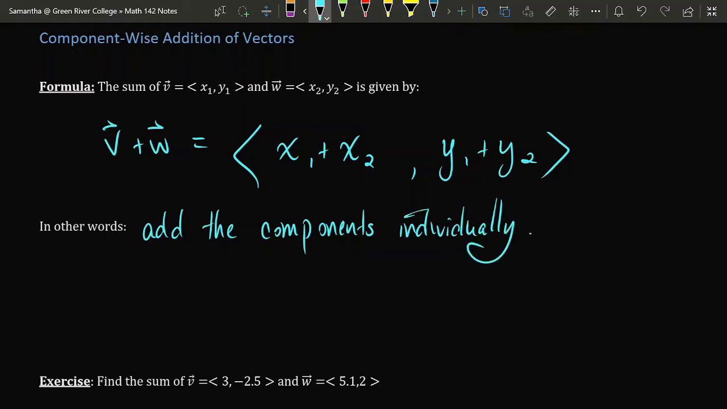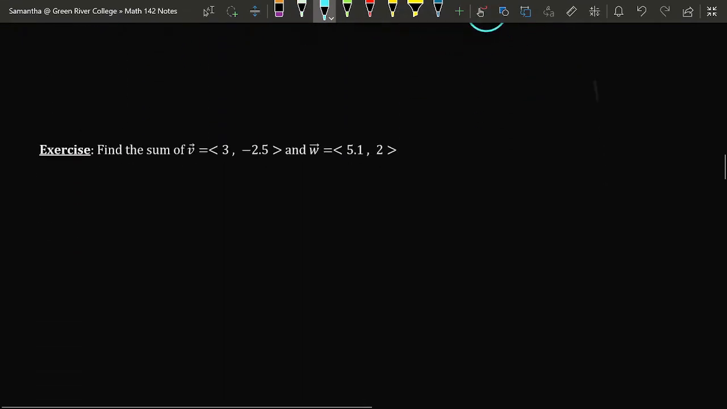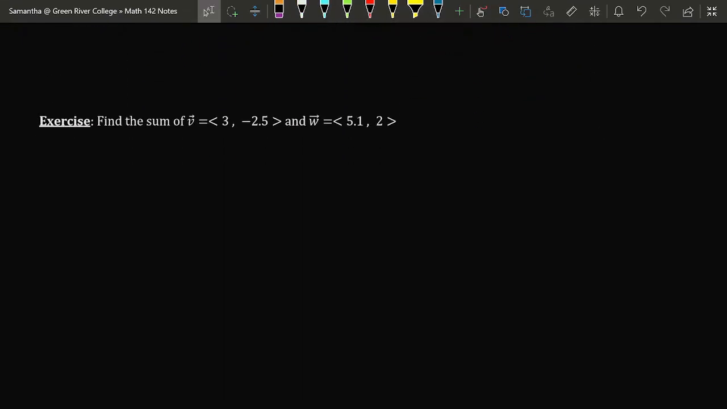This is what really makes vectors great. It's very rare in mathematics to have formulas that are this nice. Let's practice adding vectors component-wise in the following example.